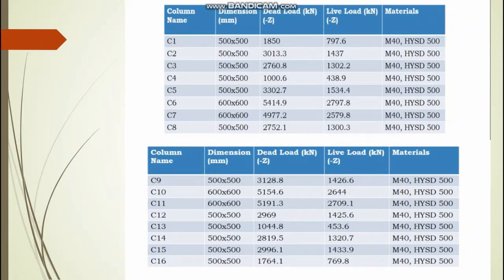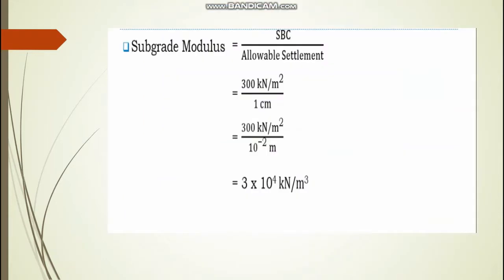As you can see, C1 has a dimension of 500 into 500 with a dead load of 1850 and a live load of 797.6. The material of the column is also given. So these are the dimensions of the columns and the loads with respect to the project that we have done in previous videos.